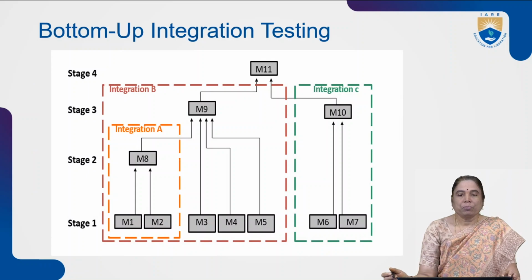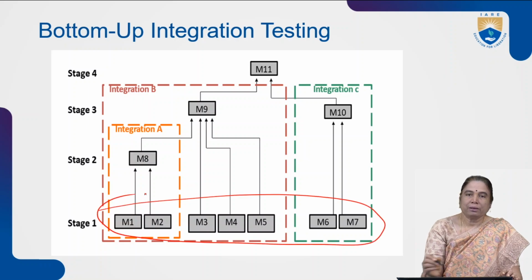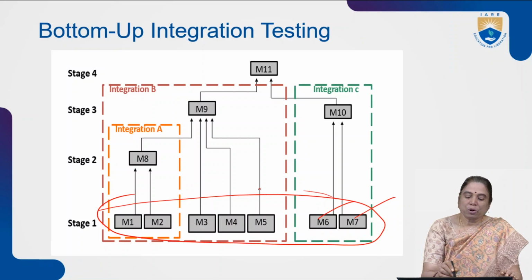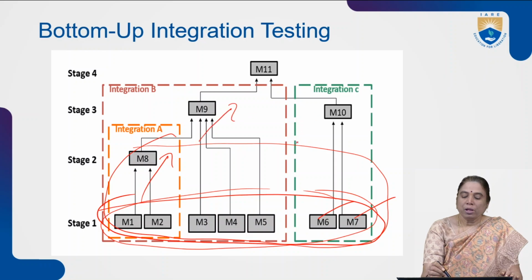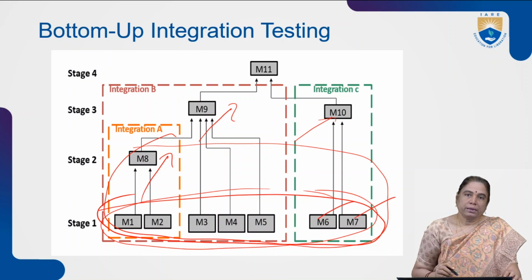Consider the example of bottom-up integration. In stage 1, the lower-level modules are first considered. M1, M2, M3, M4, M5, M6, M7 are independently developed. In the second stage, these lowest-level modules can be integrated with the higher-level module M8. In the next stage of integration, this structure is integrated with the M9 and M10 modules. Here, the data flow is carried out from the lowest-level module to the highest-level module.